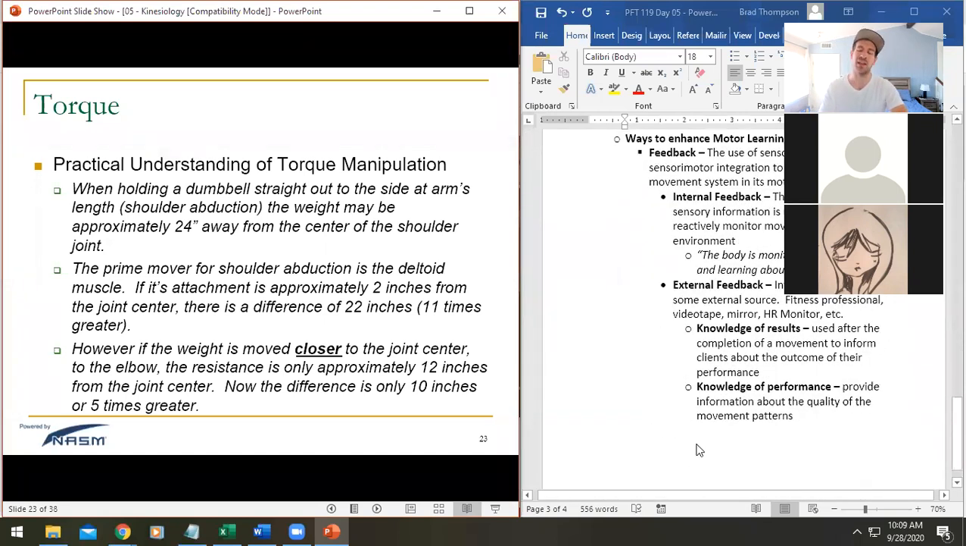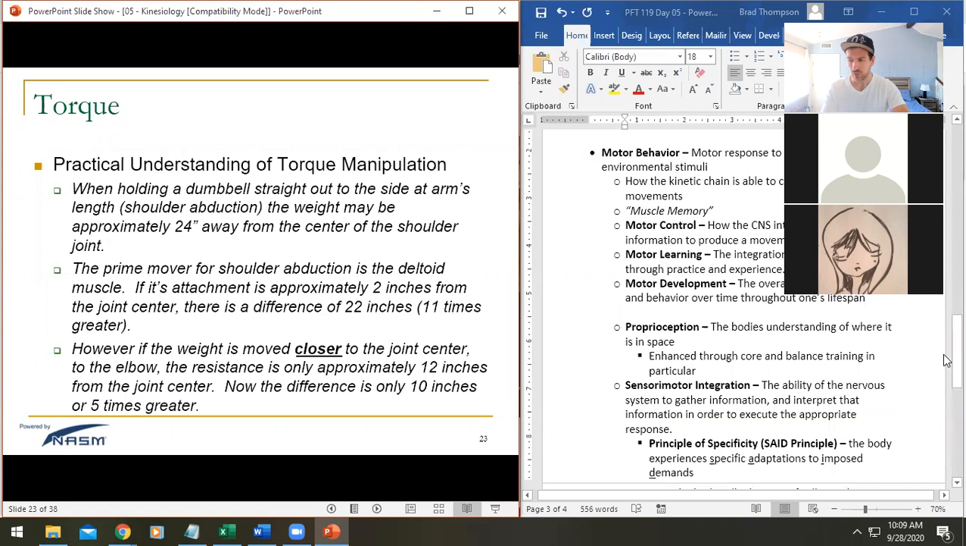So motor behavior is just how your brain goes, that's heavy, I need lots of motor neurons, or that's light, I need very few motor neurons. That's motor behavior. So we'll get there in just a sec.